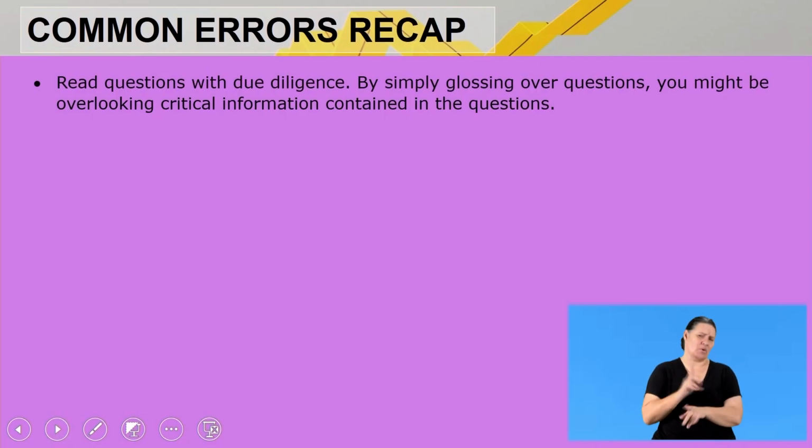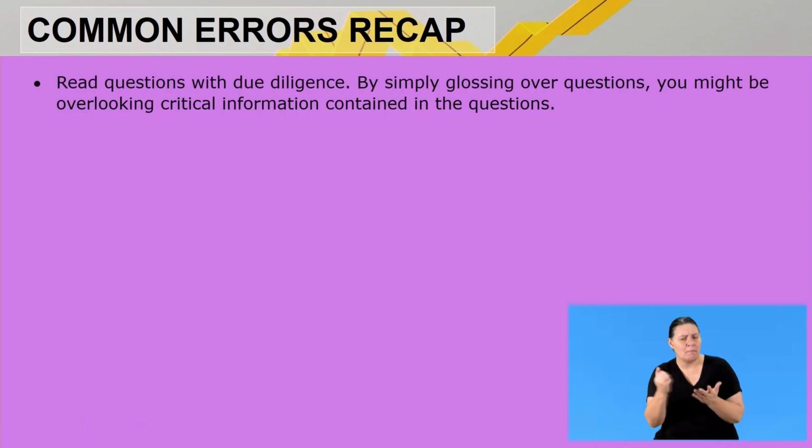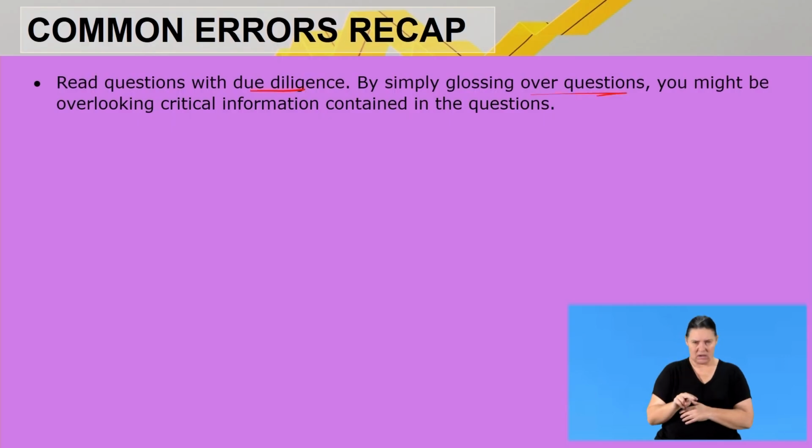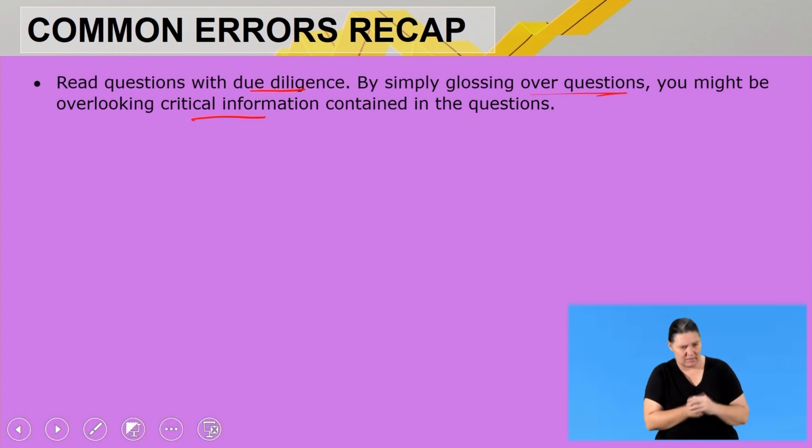Now let's quickly look at typical errors that I want you to avoid. Important things that you need to focus on when you do the topic of probability. So I indicated here, read questions with due diligence, right? As you've seen, sometimes we give a lot of information. By simply glossing over the questions, you might be overlooking critical information that's contained in that specific question. So please make sure that you read with due diligence.